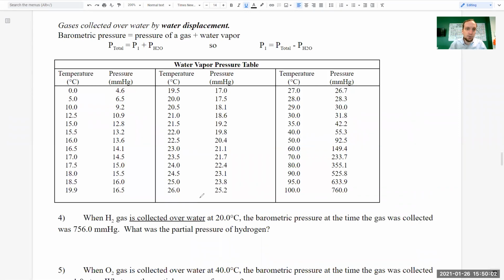So the way it basically works, at the top it says right here the barometric pressure. Remember, a barometer measures air pressure.